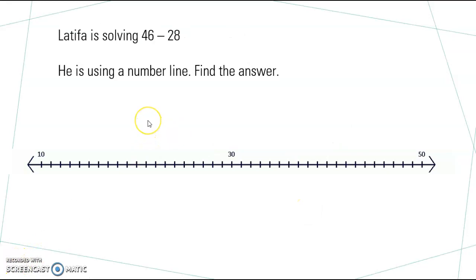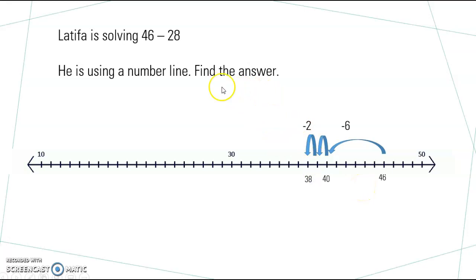Final one, Tia is solving 46 take away 28. Using the number line, find the answer. So we need to find 46 this time. So 49, 48, 47, 46. Now we're taking away 8. Now 46, let's get to 40. So I'll take away 6 straight away. So I'm at 40. Now I'm at 8, I've taken away 6, I've got 2 left to take. 1, 2. So now I'm at 38.